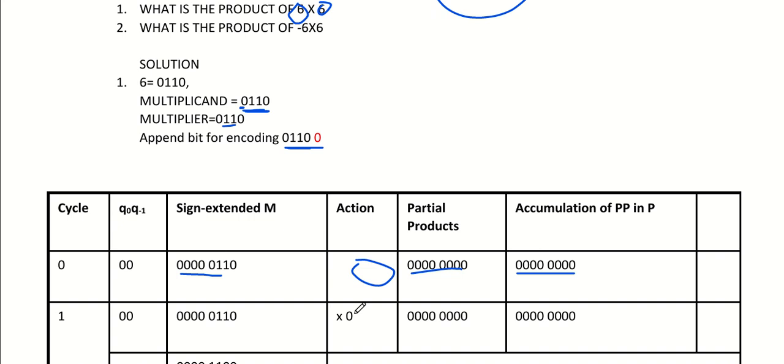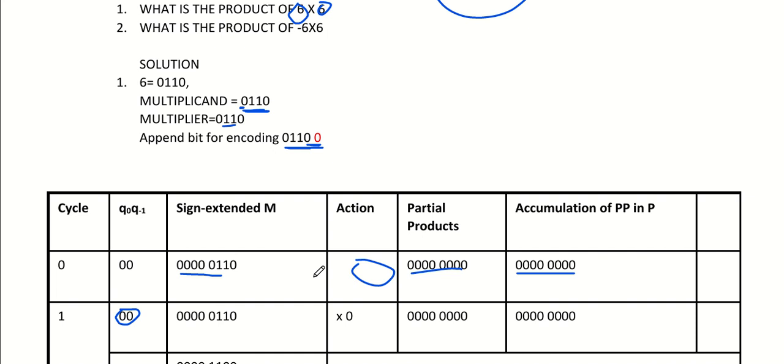Cycle 1 is basically a partial repetition of cycle 0. So cycle 1, we look at the first two bits. What are the first two bits? This one, 0 and 0, right? 0 and 0. Now, the sign extended M is still there, so that's what you see.